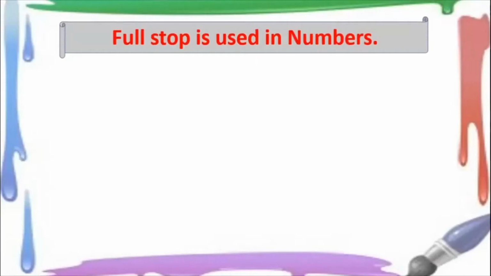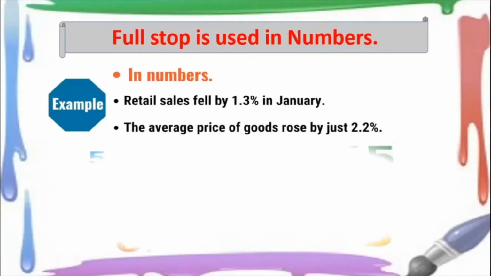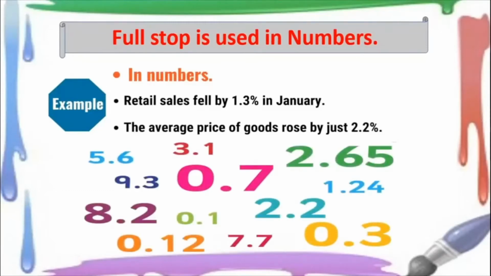It is used in numbers also. See here, retail sales fell by 1.3 in January. So 1.3, it is a decimal number, we used a full stop there. The average price of goods rose by just 2.2%. See, we have used a full stop there too. And all these other numbers you can see, there are full stops used over there. So full stop is used in numbers.